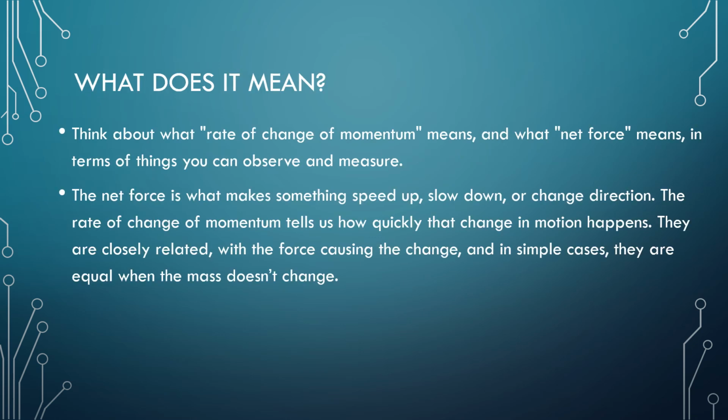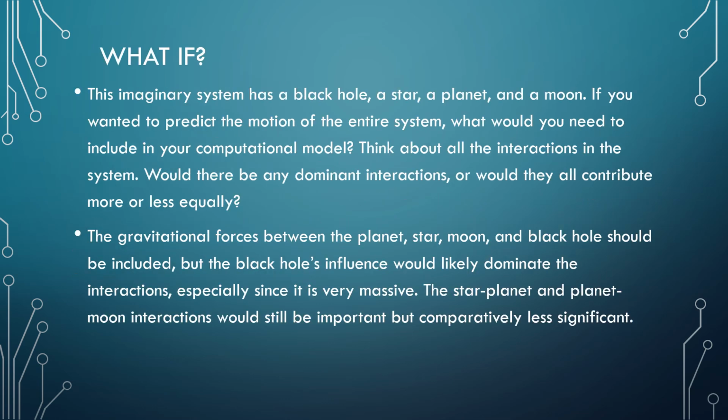So what does it mean? The net force is what makes something speed up, slow down, or change direction. The rate of change of momentum tells us how quickly that change in motion happens. And then the gravitational forces between the planet, star, moon, and black hole should be included, but the black hole's influence would likely dominate the interactions, especially since it is very massive. The star-planet and planet-moon interactions would still be important, but comparatively less significant.